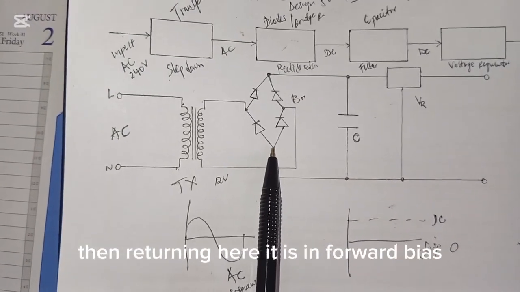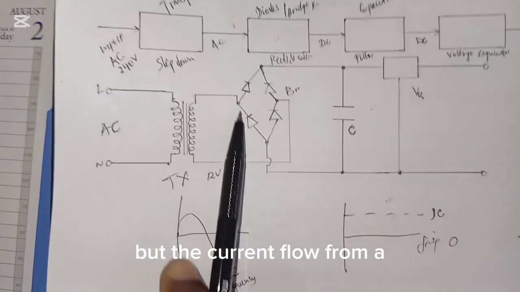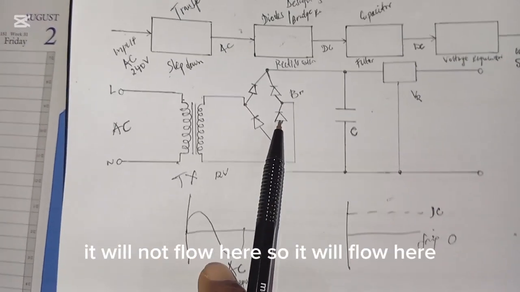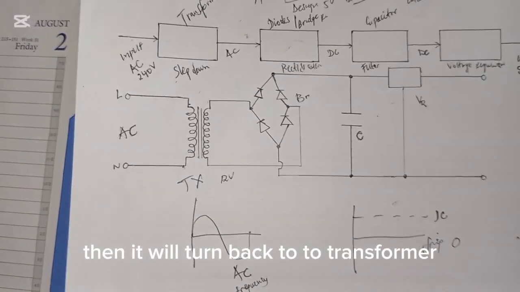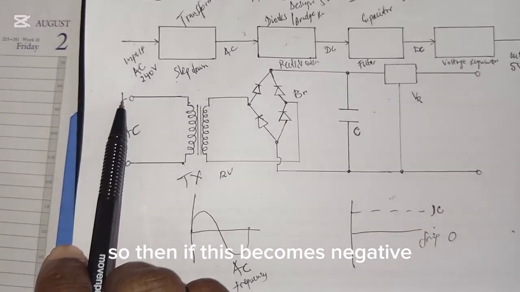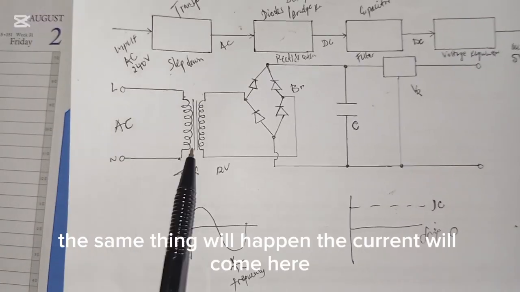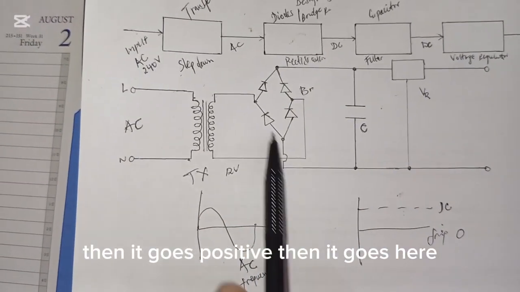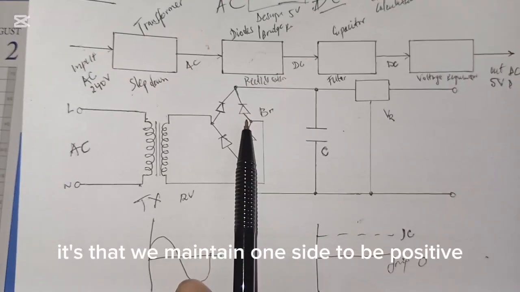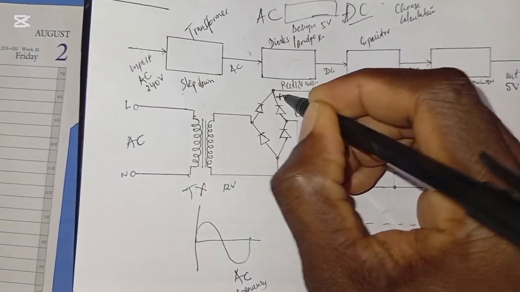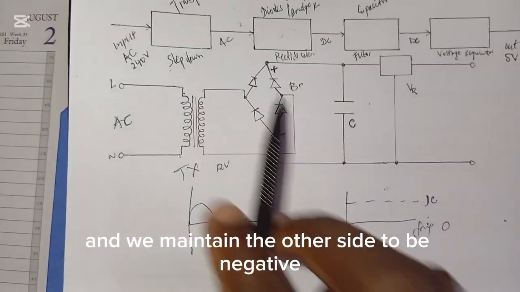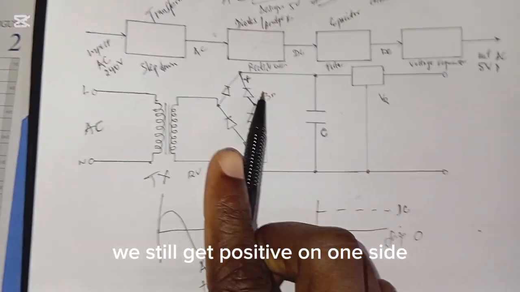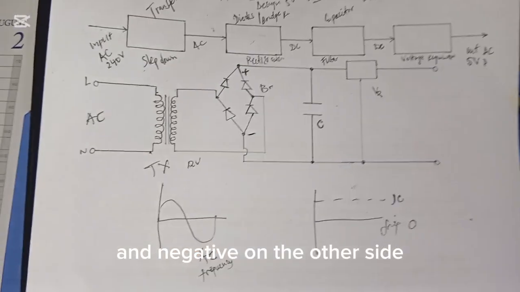Returning here, this one is in forward bias, but current flows from a high potential to a low potential. It will not flow here, so it will flow here. Then it will return back to the transformer. Then this becomes negative, this becomes positive. The same thing will happen. The current will come here, then it goes positive, then it goes here. So if you see, we maintain one side to be positive and we maintain the other side to be negative, regardless of the changes in the input. We still get positive on one side and negative on the other side.